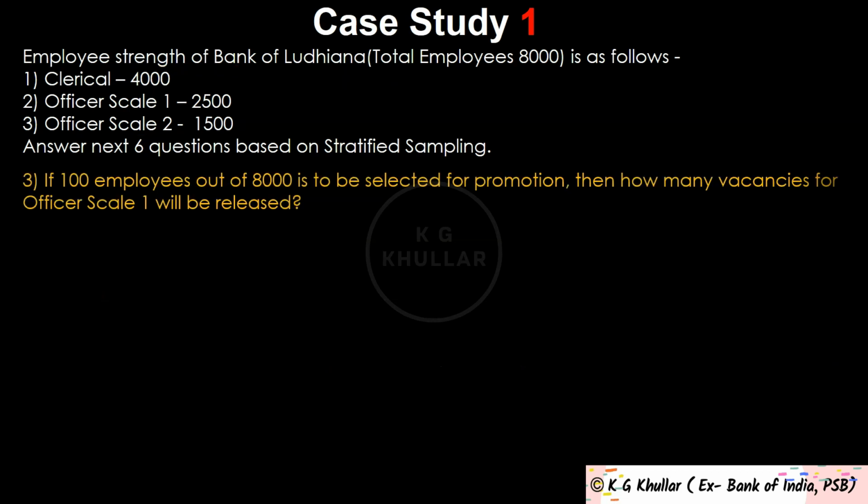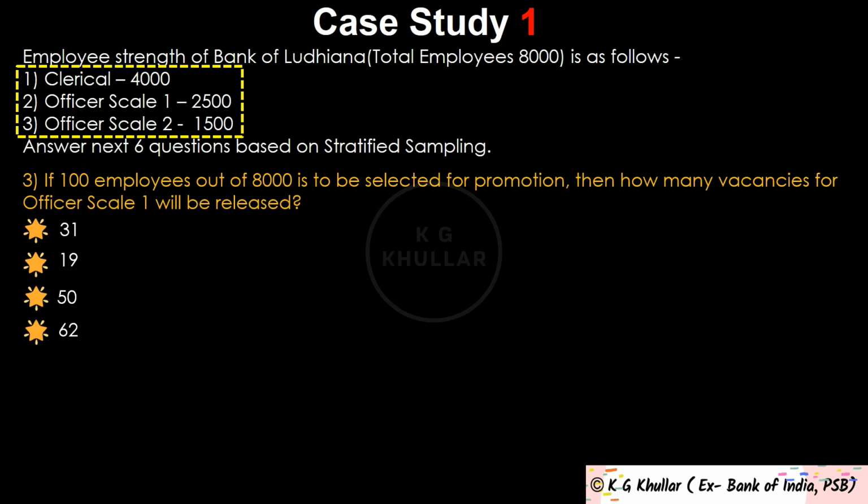The next question is, if 100 employees out of 8,000 are to be selected for promotion, then how many vacancies for officer scale 1 will be released? And these options are given to you. Now friends, as we have learned in stratified sampling, the selection is made proportionally. So if there are 2,500 scale 1 officers, then the proportional selection will be 2,500 divided by 8,000 multiplied by 100 equals 31 vacancies. Thus the correct option for the given question is option A here.